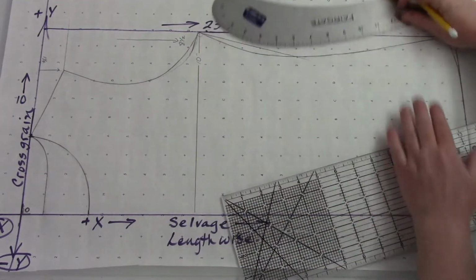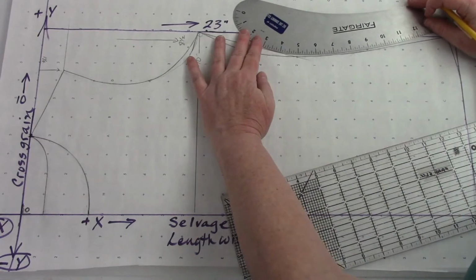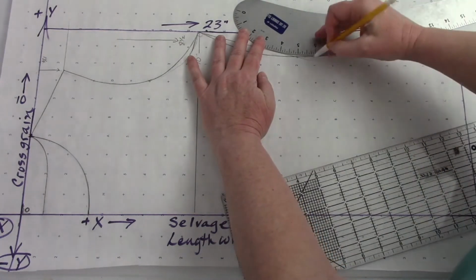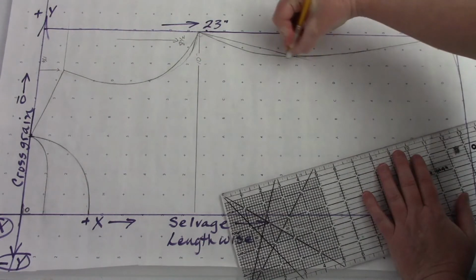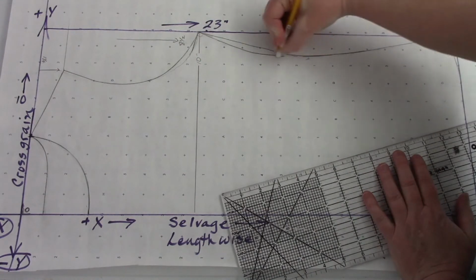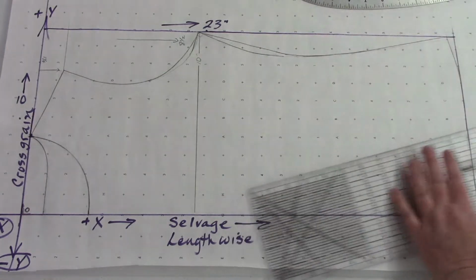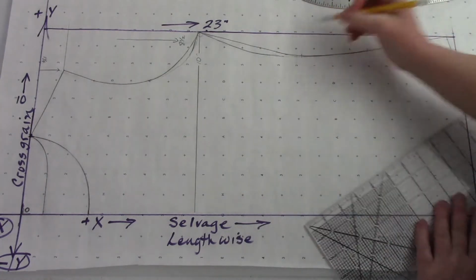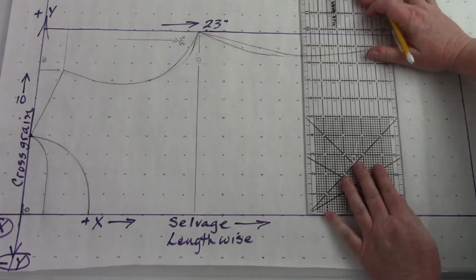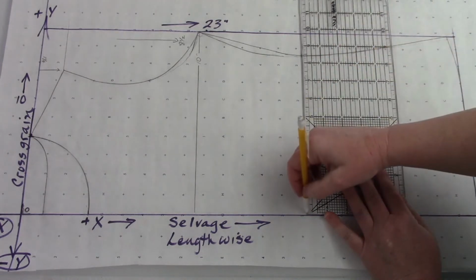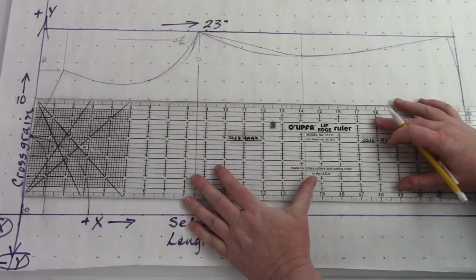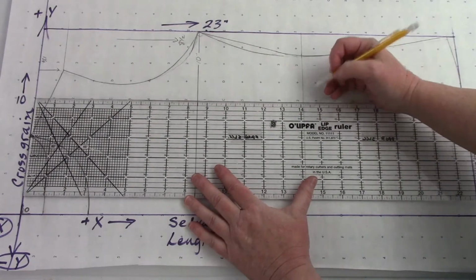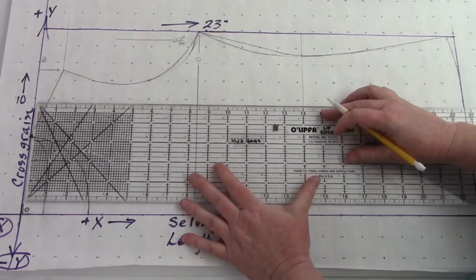So these are decisions you get to make while you're making the pattern. But once you've got those decisions made, you want to identify where things are. So this one, measuring down from the top, is 14.25.